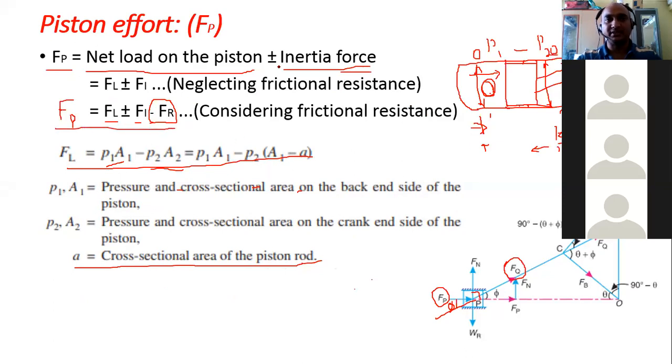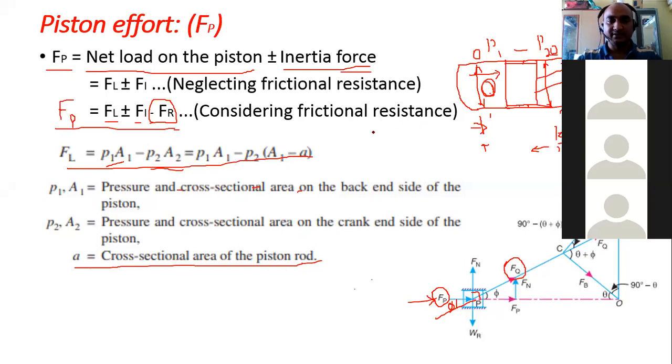So this is Fp, which is called the piston effort. I think you must be understanding what piston effort is now. Piston effort is the force along the piston. Some forces are on the opposite side of this Fp, and some are helping the Fp. So this is the final equation.